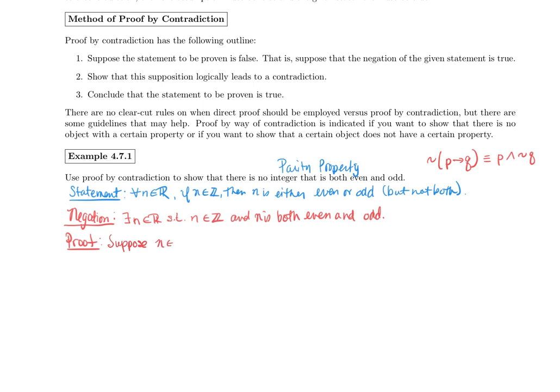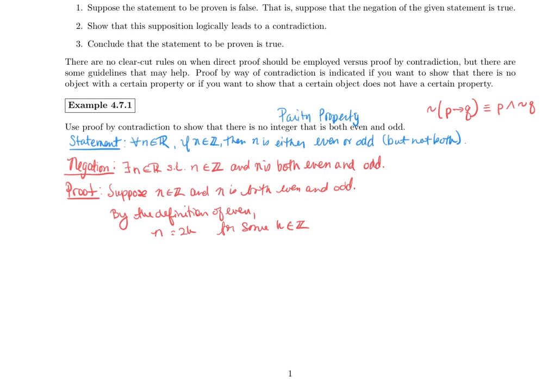Suppose n is an integer and n is both even and odd. So that's kind of an interesting supposition. Well, let's start with the definition of even, because we said that one first. So by the definition of even, we know then that n equals 2k for some integer k, for some k in the set of integers. Well, we also said here that n is odd.